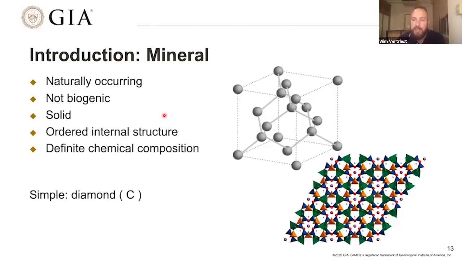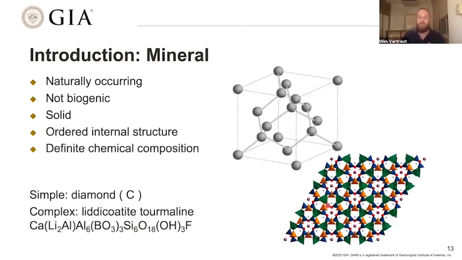You can have very simple minerals like diamond, which has a definite chemical composition exclusively of carbon, and the crystal structure is fairly simple, like we can see on top. The one on the bottom is a lot more complex, and also that definite chemical composition is a lot more complex. This is lidocotite tourmaline, but you can see that it still has a definite chemical composition. So that is what a mineral is.